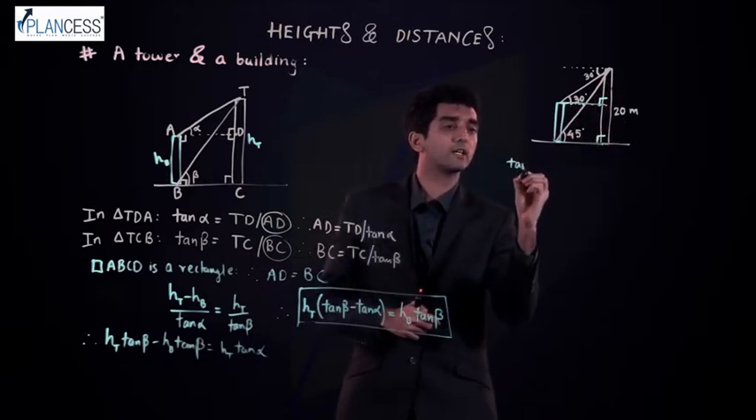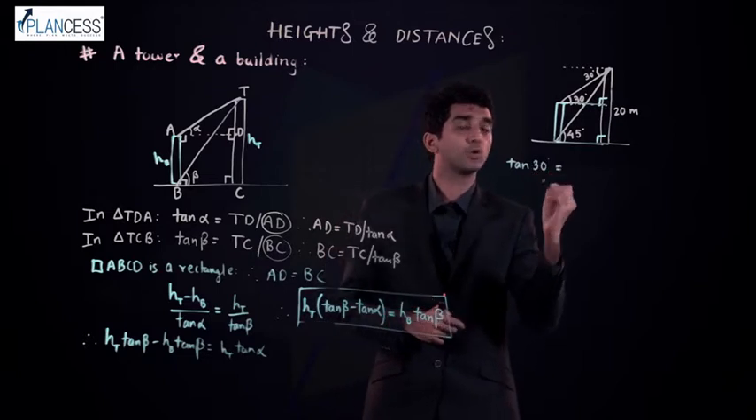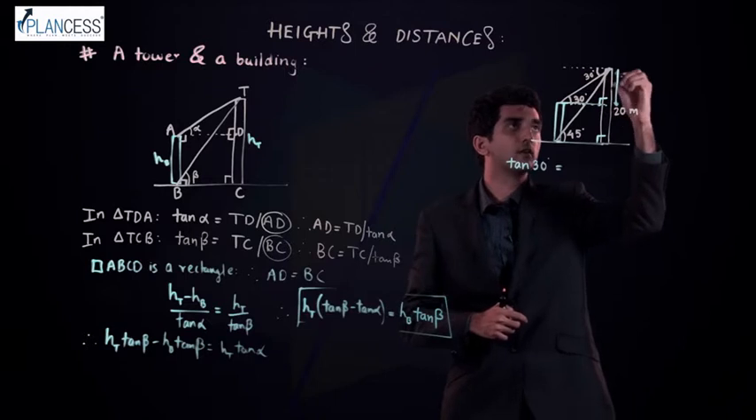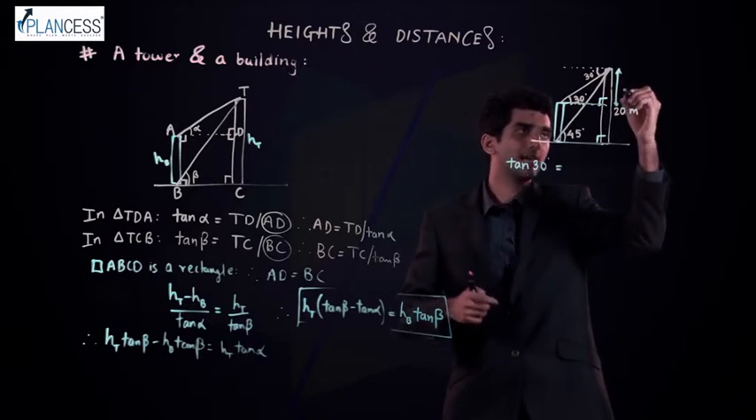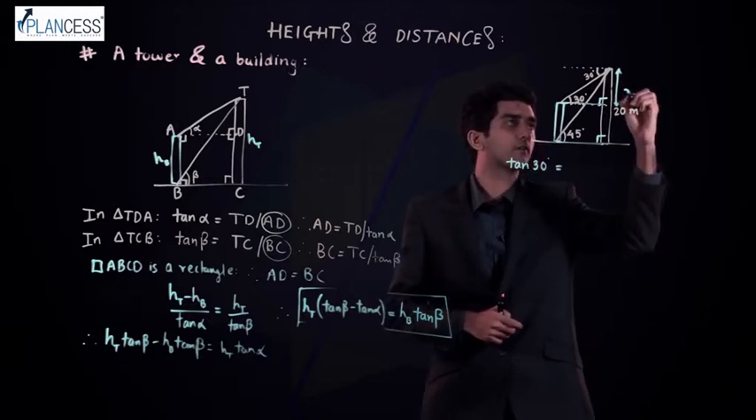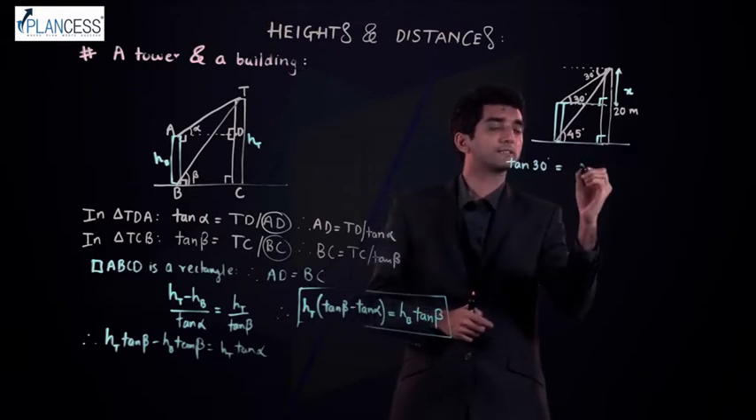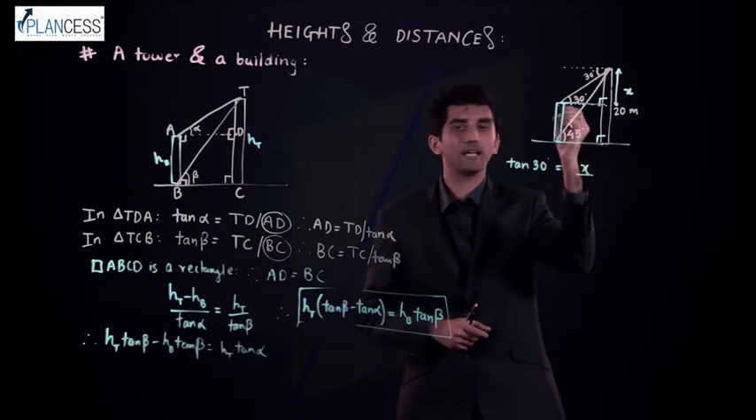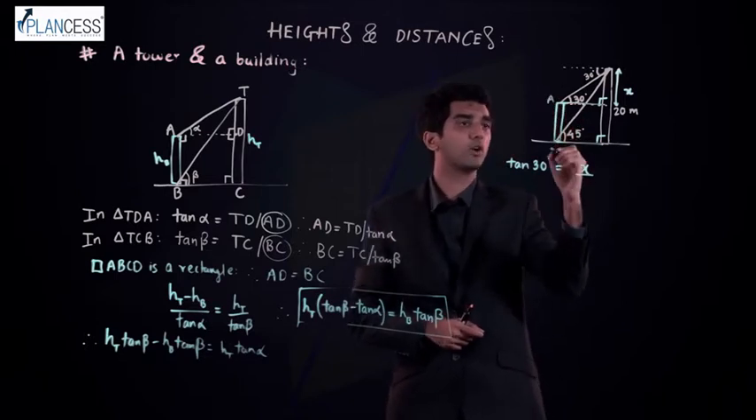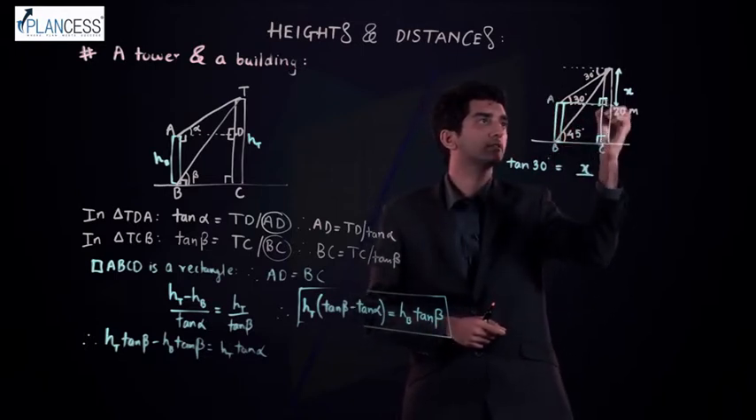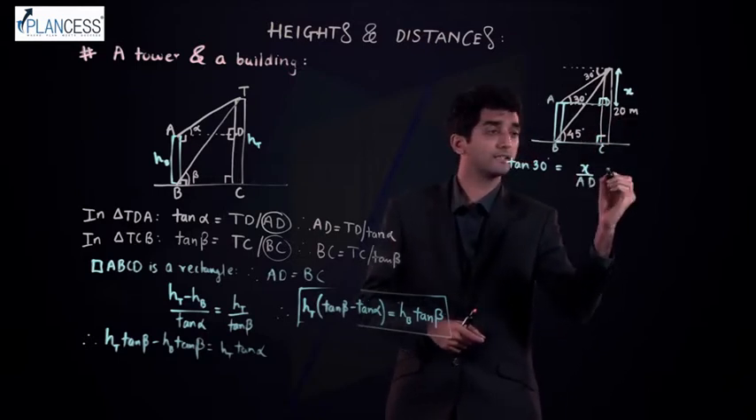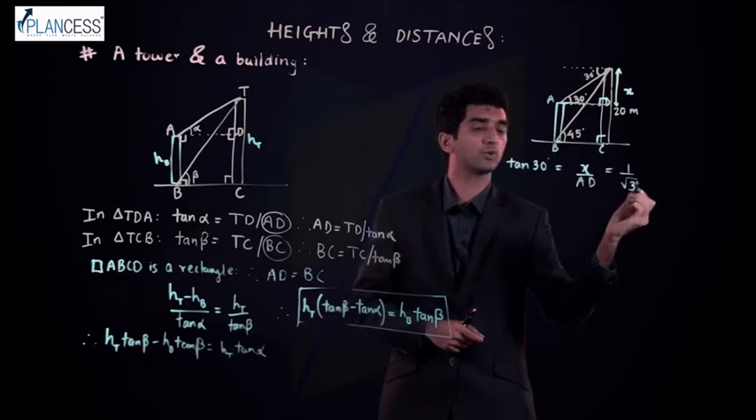So tan 30 is going to be opposite over adjacent. So this particular value, let's call this x for that matter. Tan 30 is going to be opposite upon adjacent, right? So again, I think we have to name all the points so that there are no problems. X over AD is tan 30, and tan 30 as we know is 1 over root 3.